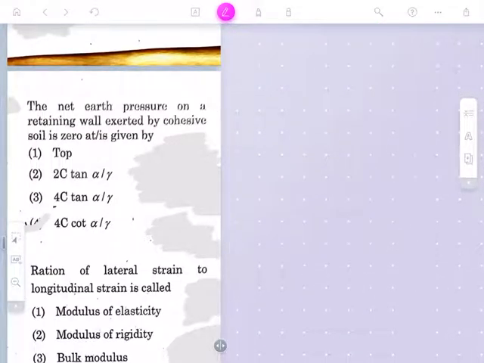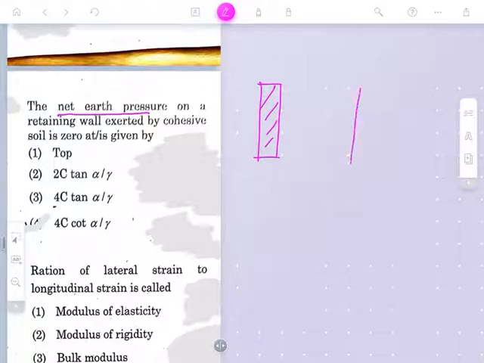This is a most important and very interesting question from the geotechnical engineering topic. They are asking us to find the net earth pressure on a retaining wall exerted by cohesive soil, which is 0. At this time, what is the thing? See, if this is the retaining wall, I can draw the diagram with respect to the critical depth. It will be like this, where I am taking this as HC and this will be ZC, this will again be ZC.